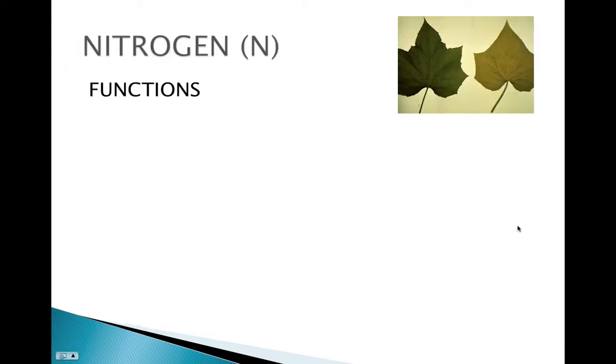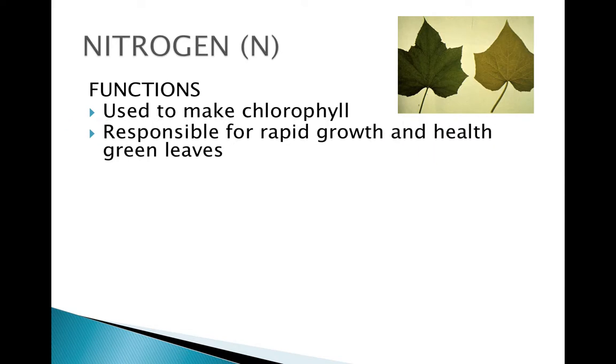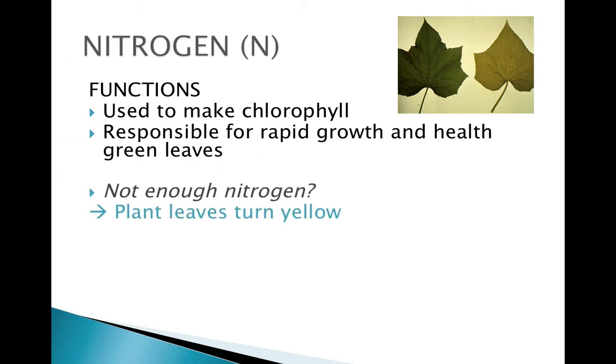So here's what nitrogen does for plants. It's used to make chlorophyll, the thing that helps plants get their food, and it makes plants green. And this is responsible for the growth and the health of your plant leaves. So if you don't have enough nitrogen, your plant leaves can turn yellow.